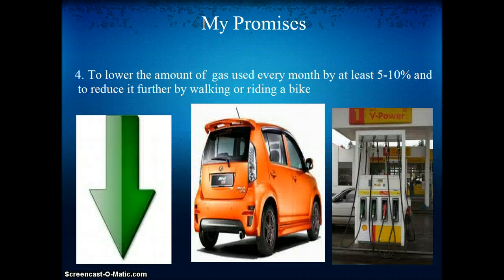My fourth promise is to lower the amount of gas used every month by at least 5 to 10%, and to reduce it further by walking or riding a bike to school or wherever close I have to go.